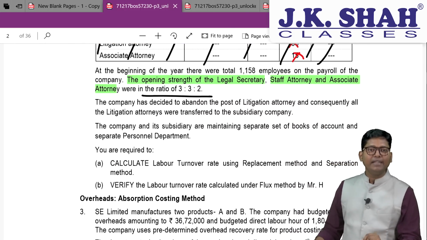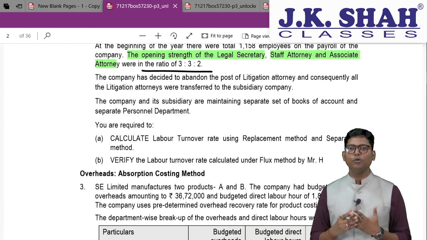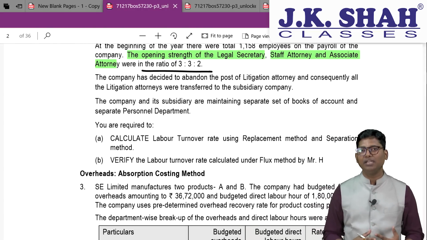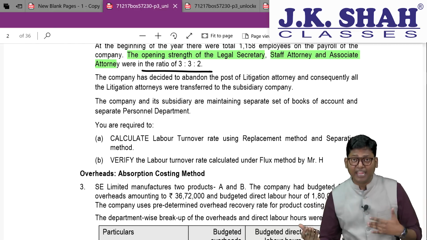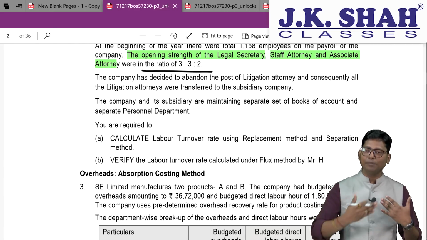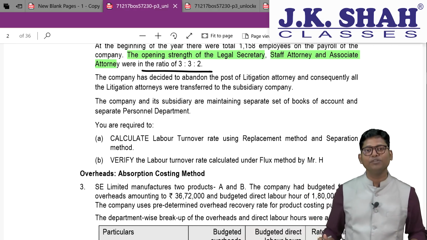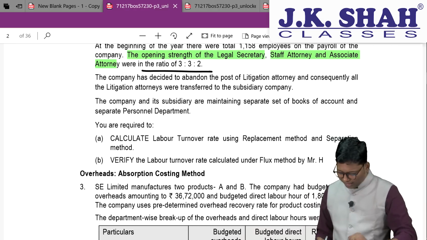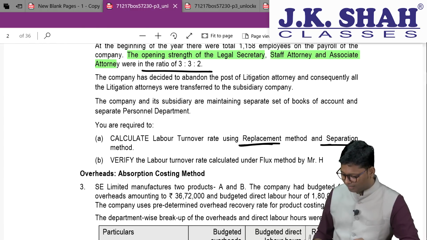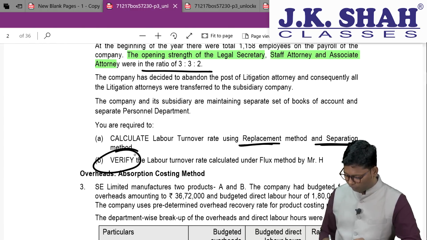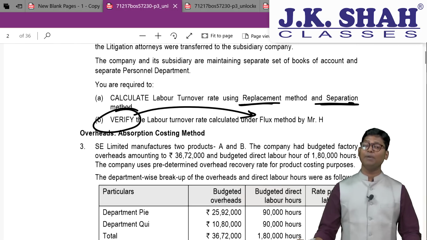Next point says that the company and its subsidiary are maintaining separate sets of books of accounts and separate personnel department. They are having different accounting sets, they are having separate HR department, and that's why subsidiary's calculation we are performing separately and holding company's calculation we are performing separately. You are required to calculate the labor turnover rate by using replacement method, separation method, and we need to verify the answer which is computed by Mr. H. Trainee by flux method.